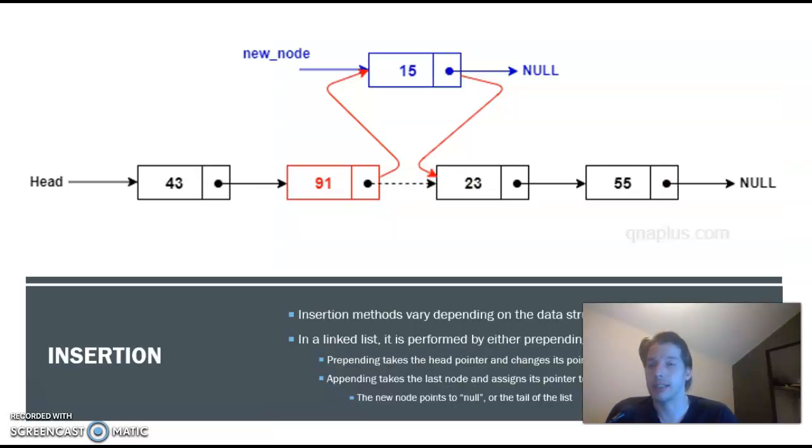Insertion: I'm using linked lists as an example because I think they're the simplest to visualize, but it always varies depending on the data structure. In a linked list, it is performed by either prepending or appending a new node to a value. Prepending takes the head pointer and changes its pointer to the value of the new insert. Appending takes the last value and changes its pointer to the new insert, and that new insert will then point to null, showing the tail end of the list.